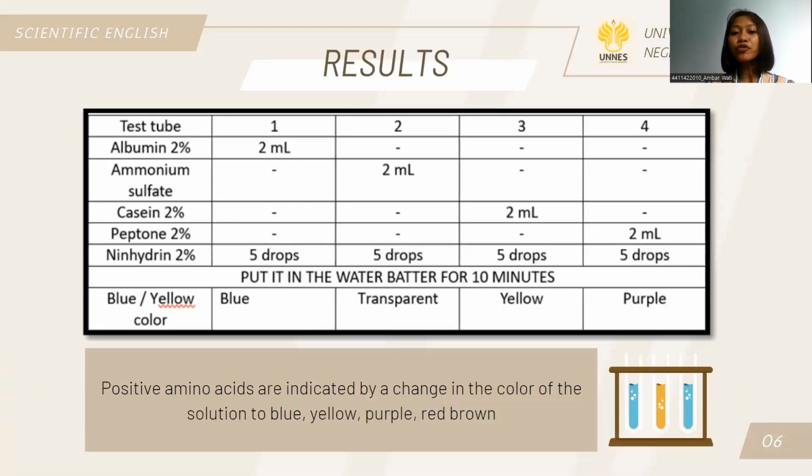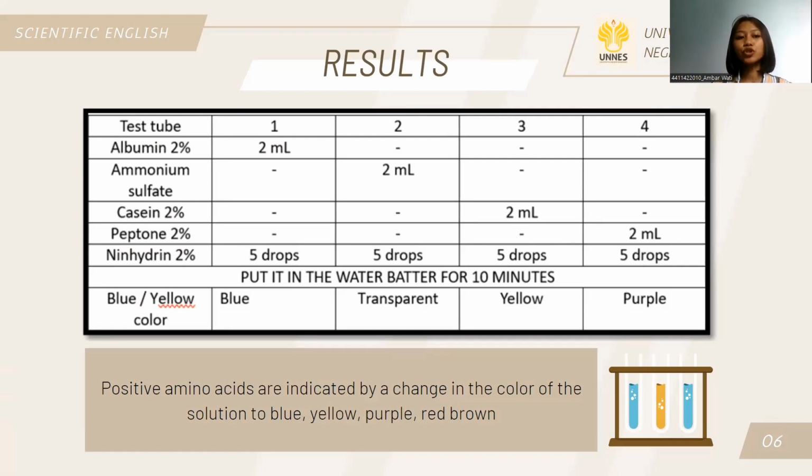My experiment results are presented in table form. Before discussing the results, you need to know about the positive result of amino acids with the ninhydrin test, marked by a change in the color of the solution to blue, yellow, purple, or red brown.